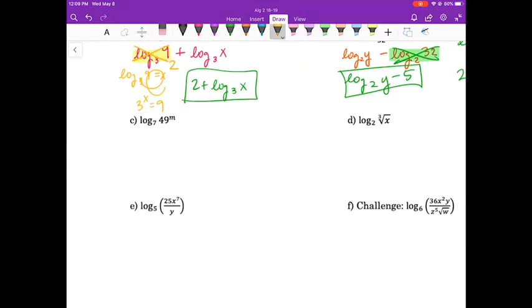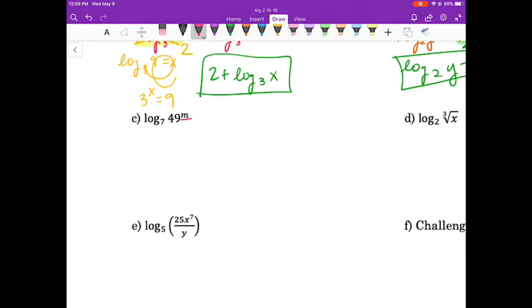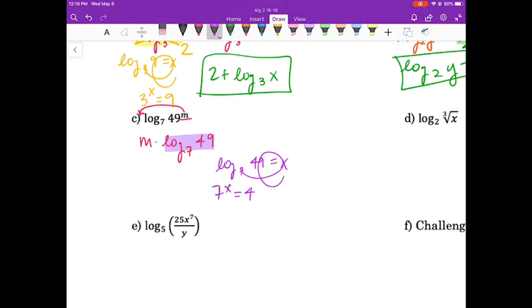In C, we've got something in our exponent, which tells us we are going to use our power property. Your power property says bring that exponent out front. So we'll have m times log base 7 of 49. Wait a minute, 7 and 49, those numbers go together. Because if I were to evaluate this, log base 7 of 49, we set it equal to x and we log loop. 7 to what power gets me 49? Oh, that's 2. So log base 7 of 49 is just 2. So now I've got m times 2, or usually 2m.